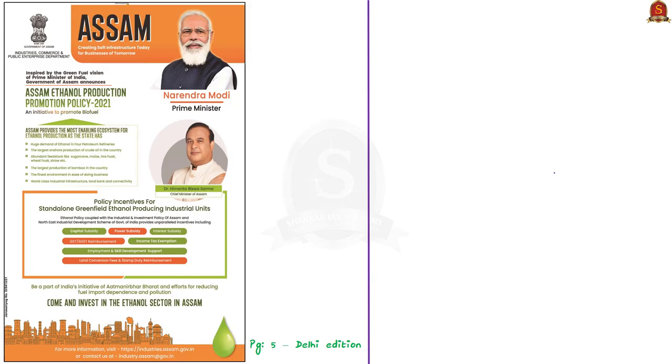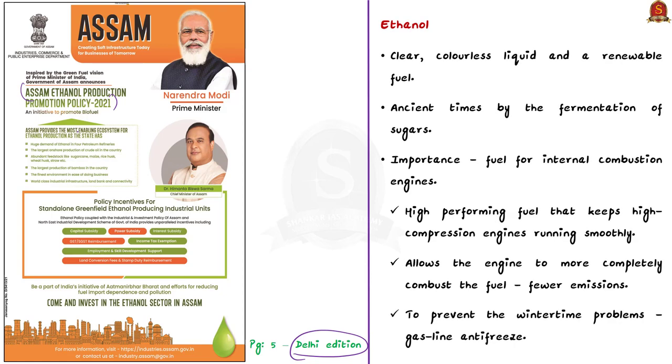Now, we are going to discuss this government advertisement that is displayed in the Delhi edition, and it talks about the Assam Ethanol Production Promotion Policy 2021. This was announced by the Assam government, and know that this policy has drawn its inspiration from the Green Fuel Vision of India.